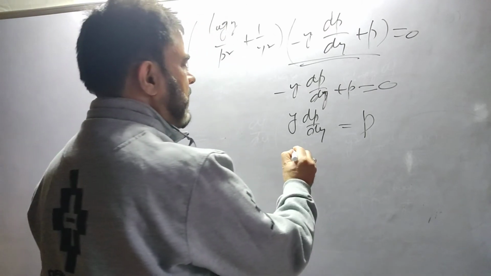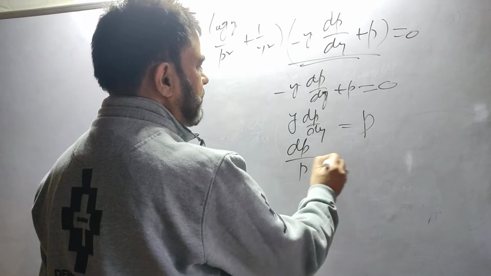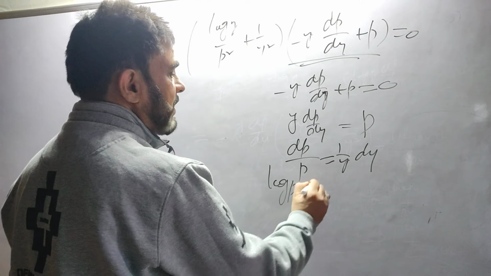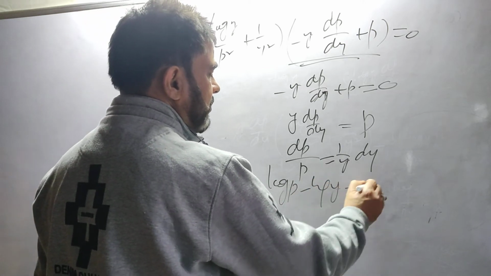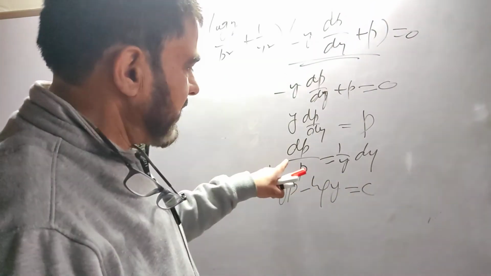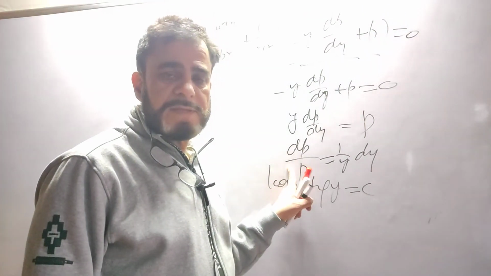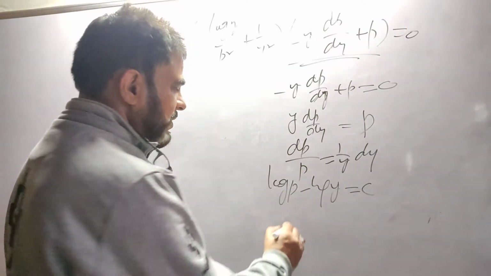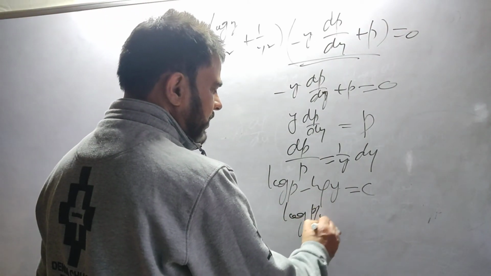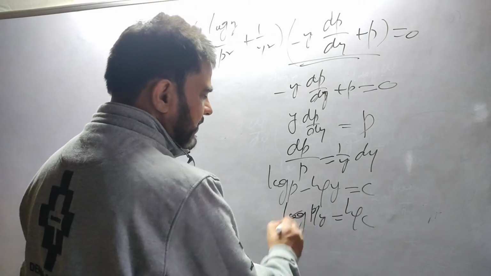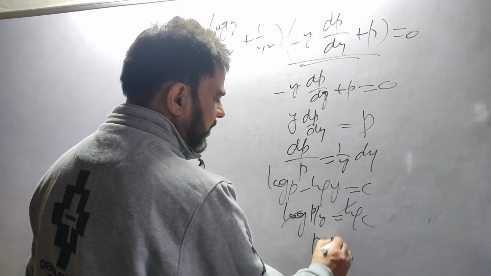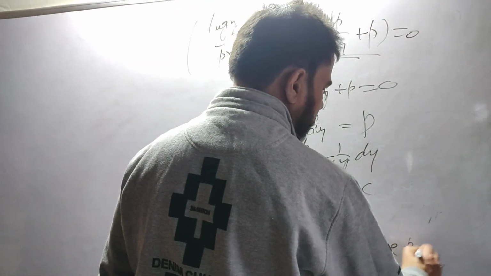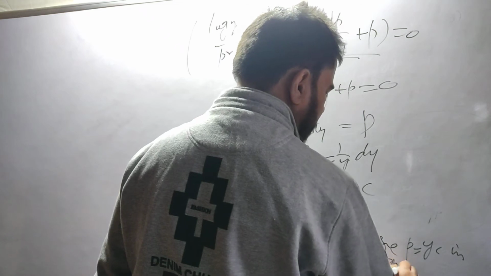This gives you dp by p is equal to 1 by y dy. It is log p minus log y is equal to c. I have integrated this. Integral of 1 by p dp is log p. Integral of this is log y. I have transposed this side so that I can write it as log of p by y is equal to log c. That means your p is yc. Yes, here also you can eliminate. Use p equal to yc in the given equation.